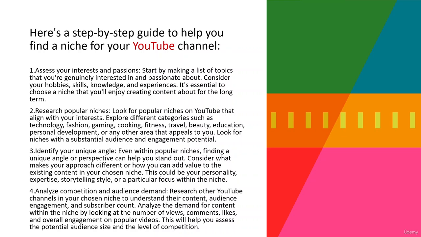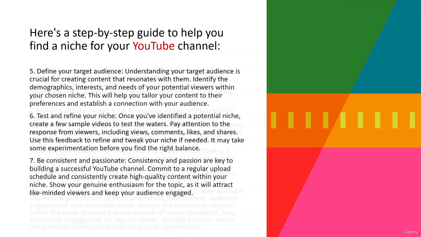4. Analyze competition and audience demand. Research other YouTube channels in your chosen niche to understand their content, audience engagement, and subscriber count. Analyze the demand for content within the niche by looking at the number of views, comments, likes, and overall engagement on popular videos. This will help you assess the potential audience size and the level of competition of your specific niche and your own content.